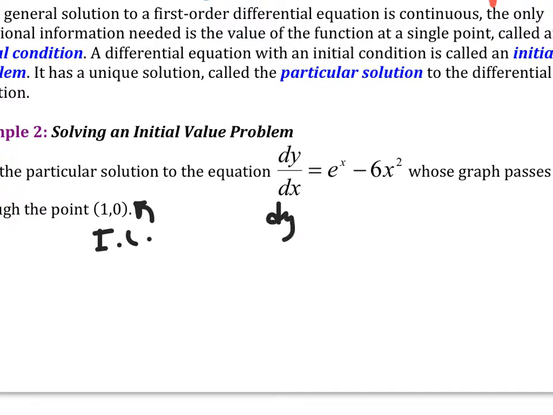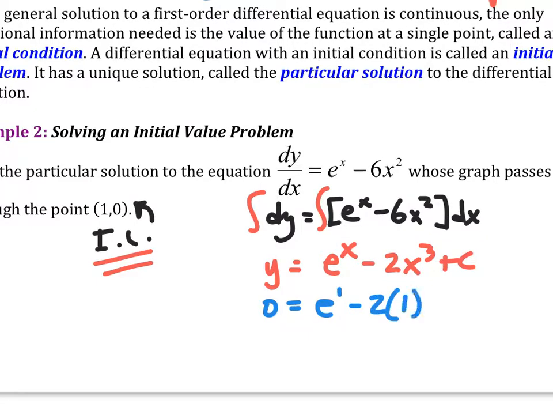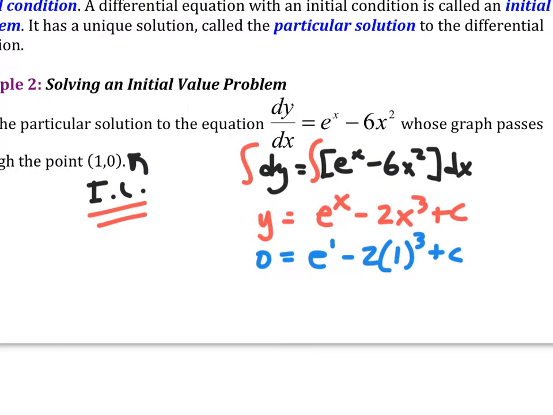Alright, so multiply both sides by dx. I get e to the x minus 6x squared dx. I integrate both sides. So I get y equals e to the x minus 2x cubed plus c. Now enter initial condition. So if y equals 0 when x equals 1, that would be 1 cubed. We can now solve for c. So algebraically, to solve for c, I would subtract e and add 2. So negative e plus 2 equals c.